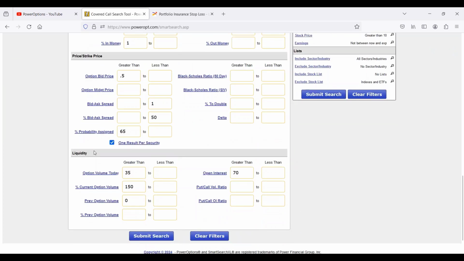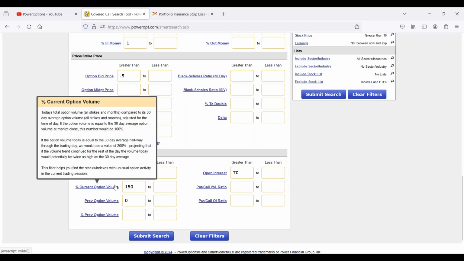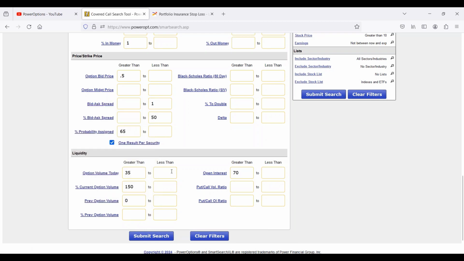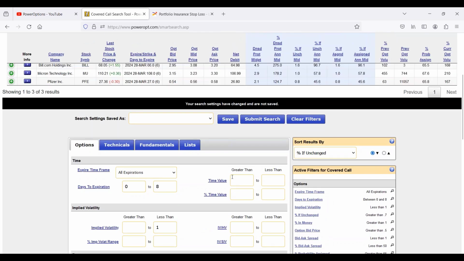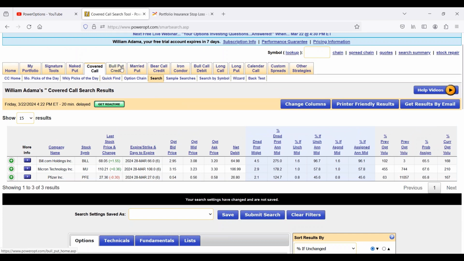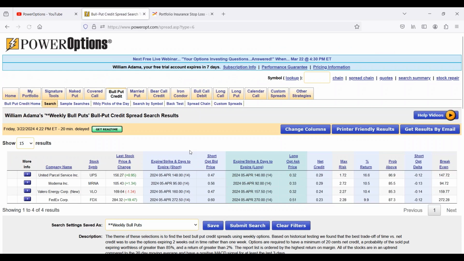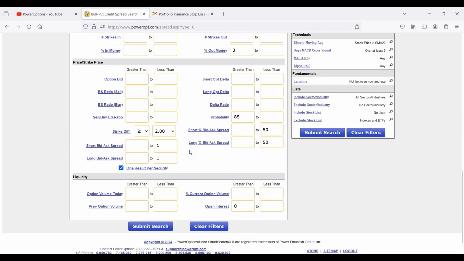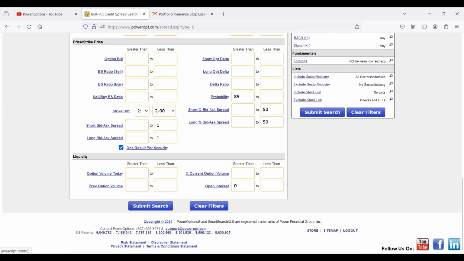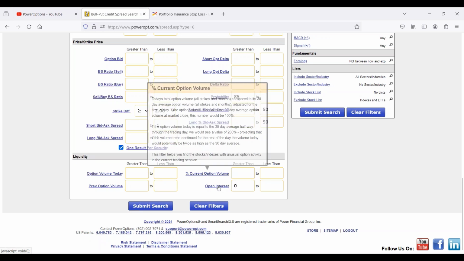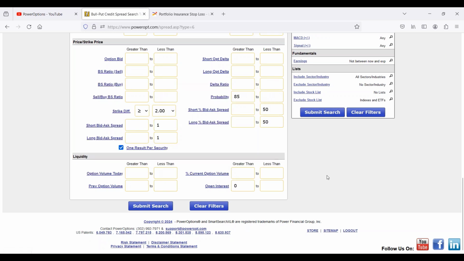As I mentioned, you'll see that in pretty much all strategies that are available. The percent current option volume, percent previous option volume, as well as just the raw data for option volume today and previous option volume, open interest and put call volume and put call open interest ratio as well. Let's go ahead over to bull put credit spreads very quickly. And we'll just go into the search as we just did with our covered call positions. And there we have it here. Very similar option volume today, previous option volume, percent current option volume, and open interest as well.